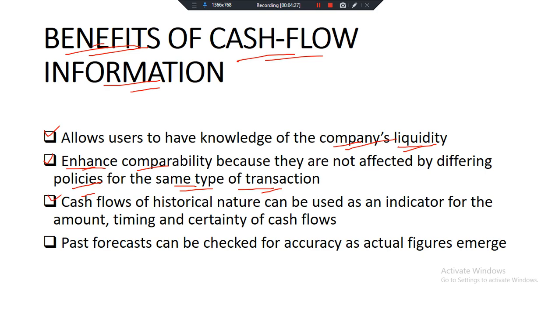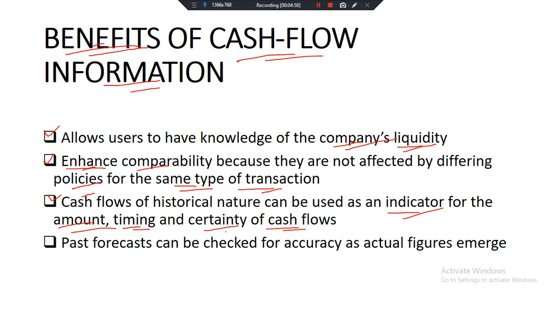Then, cash flows of historical nature can be used as an indicator for the amount, timing, and certainty of future cash flows. This statement of cash flows is based on the statement of profit or loss as well as the statement of financial position. And the information found in these two respective financial statements is historical in nature. So it acts as an indicator of the amount, timing, and certainty of cash flows.